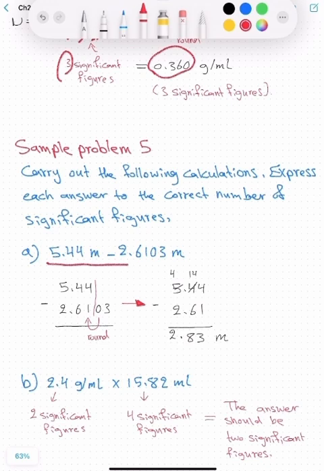Let's go to the sample problem. A, you subtract these two numbers. Again, write them down. Up until here, they have the same number of decimal places. Then the extra one, the one right beside it, round it. It's less than 5, so just ignore the rest. Then normally subtract them. You know how to subtract two numbers.